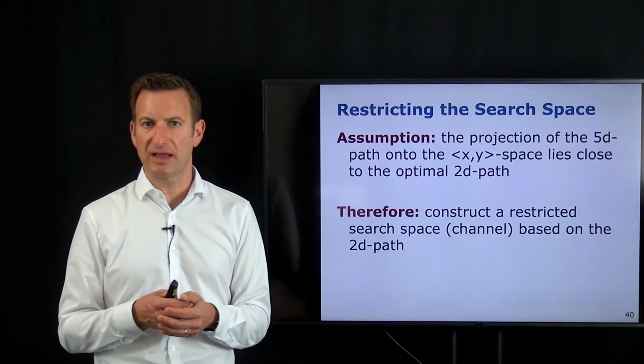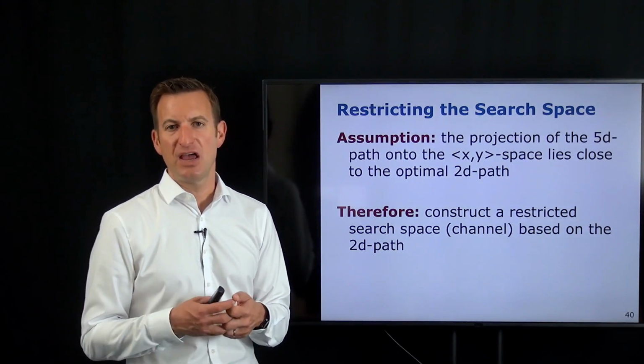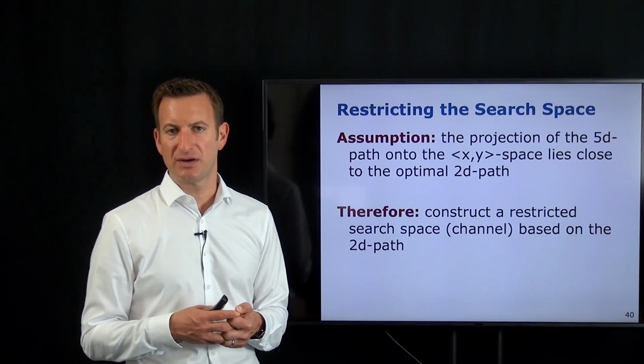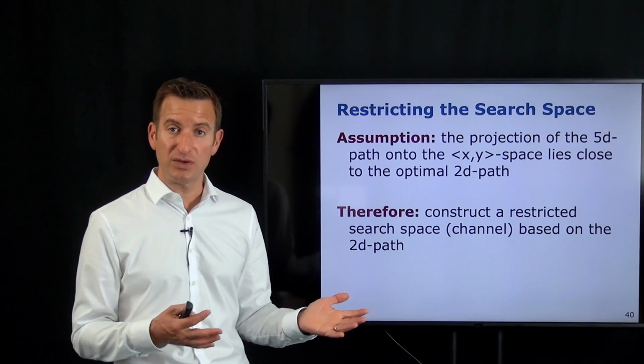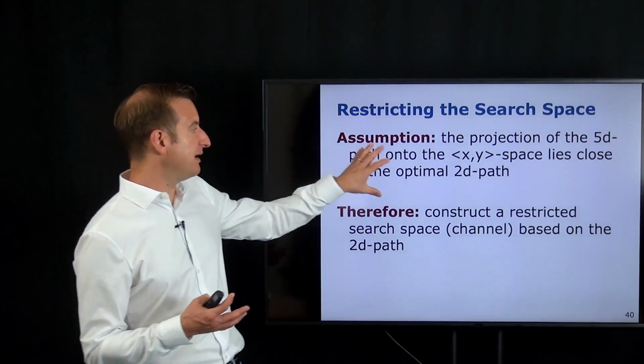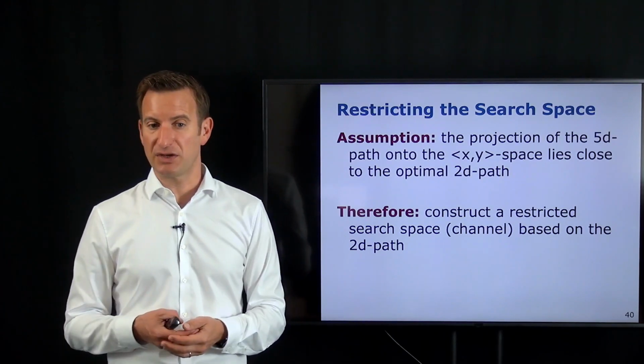This is basically the underlying assumption. So that means that the shortest path and the fastest path is not too far away from each other. This is the case most of the time, but of course it is an assumption that we're making here. And depending on how large or small I define this area, I may increase the computational cost.